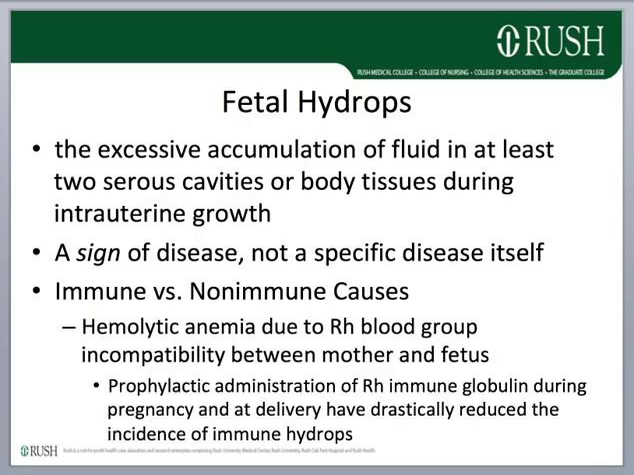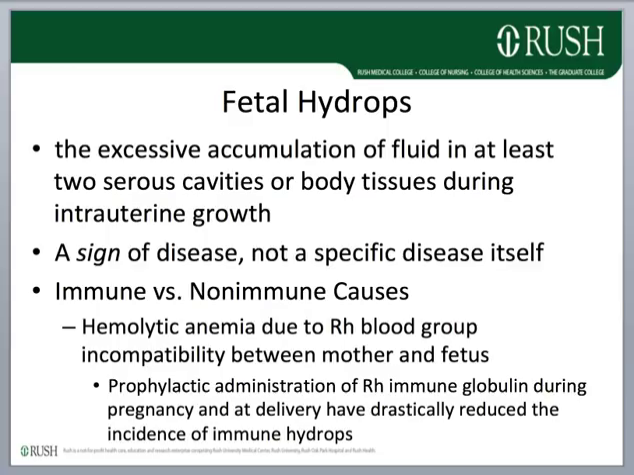Fetal hydrops, or if you prefer the Latin hydrops fetalis, refers to the excessive accumulation of fluid in at least two serous cavities or body tissues. It is important to recognize that hydrops is a sign of disease, rather than being a specific disease in its own right. Until about 40 years ago, hemolytic anemia caused by Rh blood group incompatibility between mother and fetus, or immune hydrops, was the most common cause.